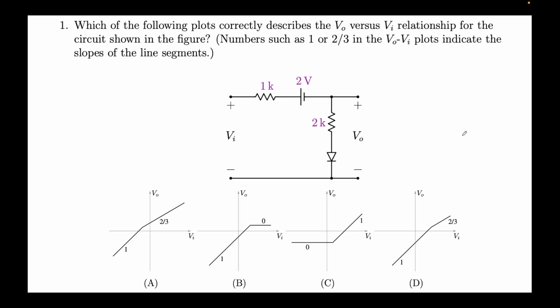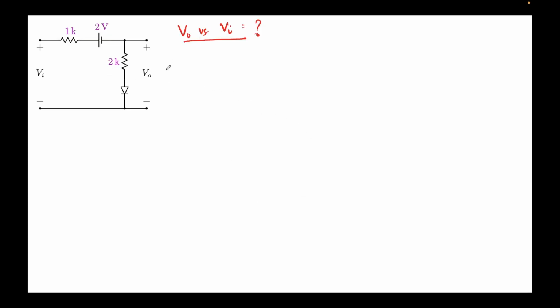So now let's come to the first problem. The question says, which of the following plots correctly describes the V0 versus Vi relationship for the circuit shown in the figure. So you can see this is the output voltage that we are tapping from here, and the input waveform will be provided. We don't know the nature of the input waveform, and we are required to find what is the nature of the output waveform. I have reproduced the circuit here, and this is the thing that we are required to find.